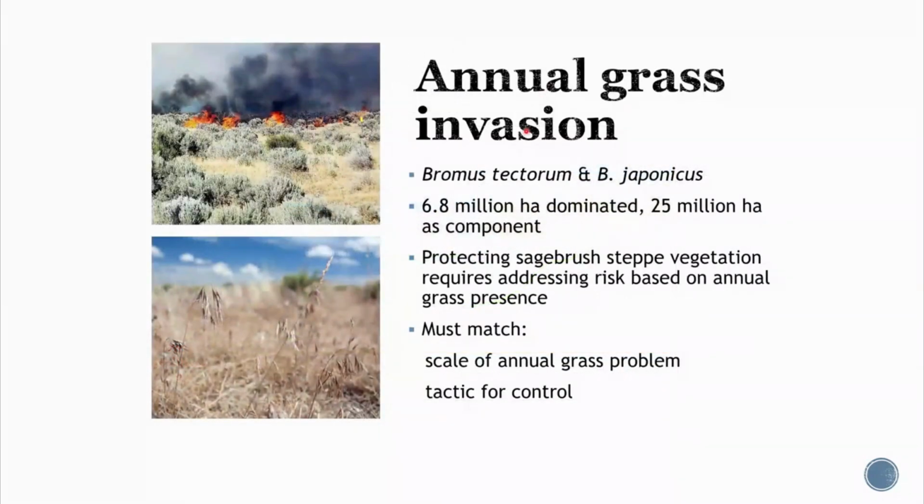If we take a look at some of the ones that are the main competitors, you've got a lot of area that's been dominated by these species. And because of that, we need to address that risk. And we have to do that at a scale that's relevant for the annual grass problem. And so we have to look at tactics for control.